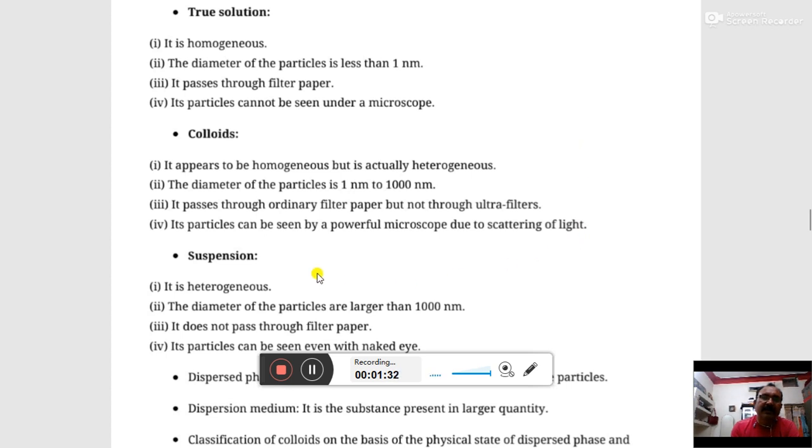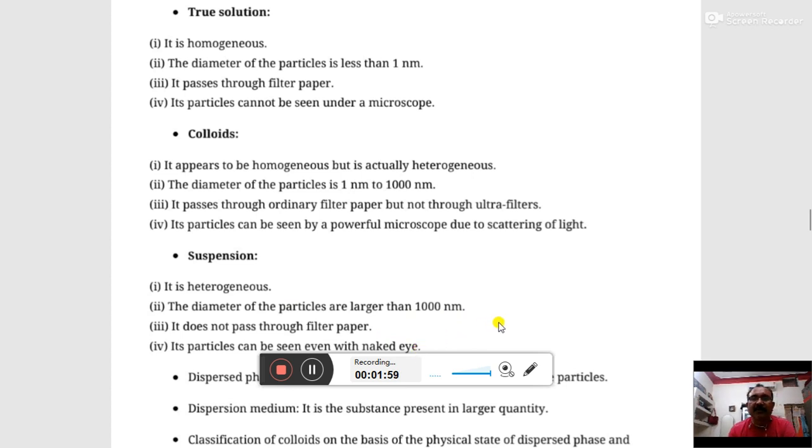Second, we have the suspension. What is meant by suspension? Suspension is a type of solution where the solute size is larger than 1000 nanometer, and it forms a heterogeneous mixture where the solute can easily settle at the bottom. It cannot be filtered through the filter paper and it can be seen by the naked eye.